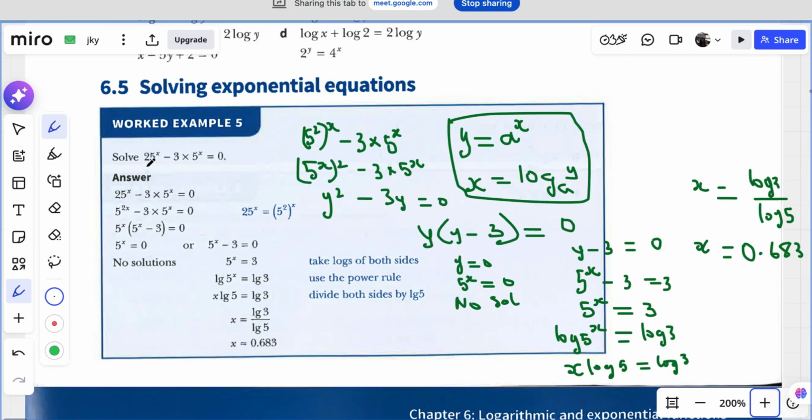Now solve this equation: 25 raised to power x minus 3 times 5 raised to power x equal to 0. So what we do, 25 can be broken down as 5 raised to power 2. So we write 5 raised to power 2, and then raised to power x, minus 3 times 5 raised to power x equal to 0.